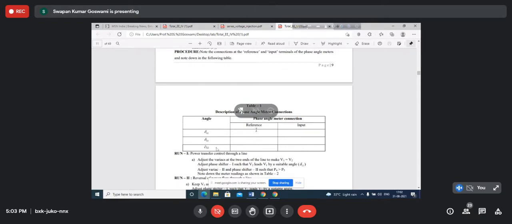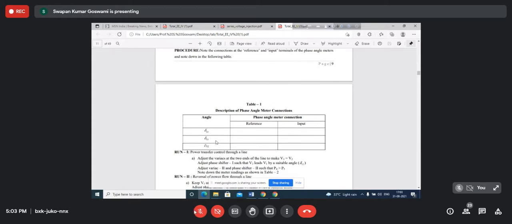So, the reference is the delta 1 2. We shall have to see where the reference is connected. If we connect 1 at the reference and 2 as the input, then 2 will be the voltage whose angle is measured with respect to 1. So we shall see where end 1 is connected and where end 2 is connected.